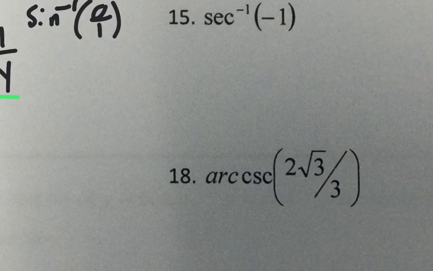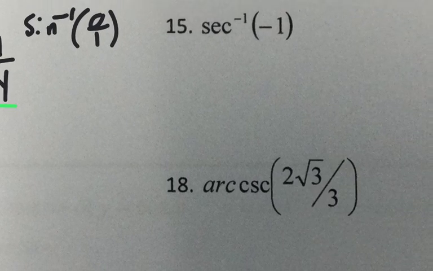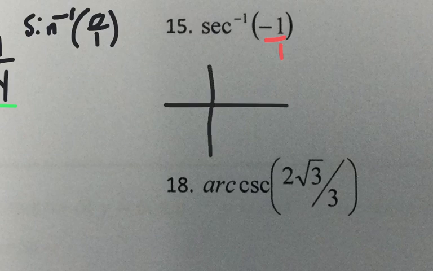If I look at 15, 15 is the inverse secant of negative 1. So I'm going to put negative 1 over 1. And then I'm going to think about what quadrants inverse secant is defined for? 1 and 2. Inverse secant is in the same quadrants as inverse cosine. So it's in 1 and 2. Because it's negative, I know I'm in the second quadrant.